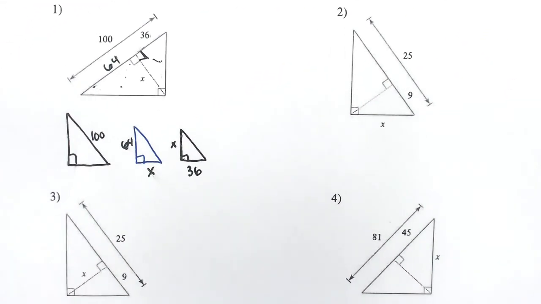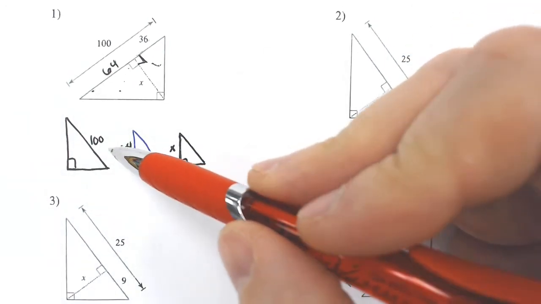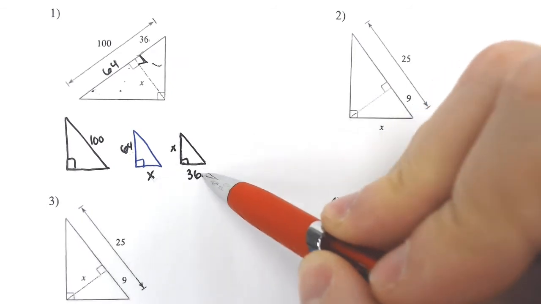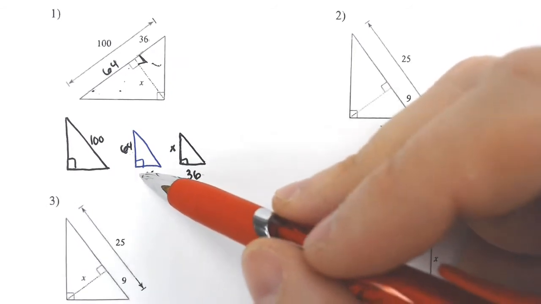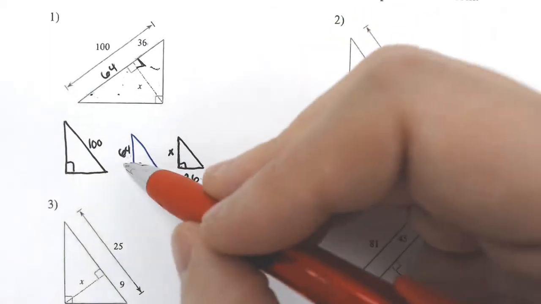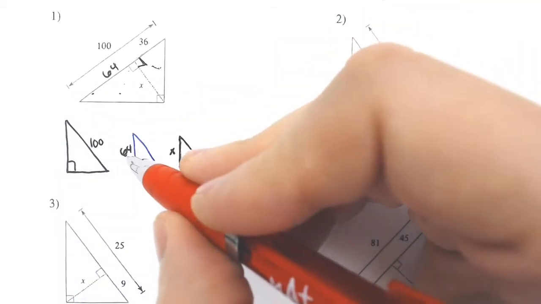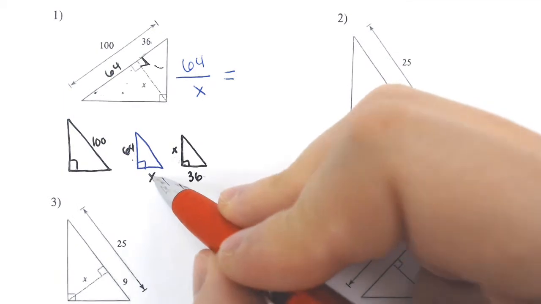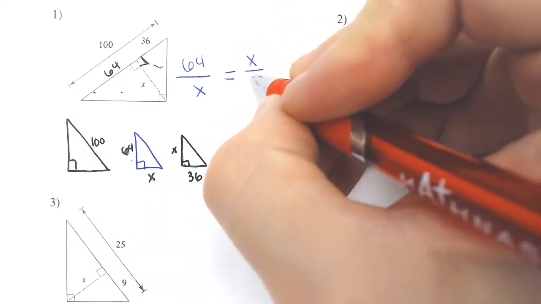What you need to do now is look for two triangles, only two. Two of the triangles are going to have information that you need to correlate. 64 and x relate to each other, and this x and that 36 relate to each other. So I am going to put one over the other. I'm going to put the 64 over x. I'm just going to go left triangle over right triangle. 64 over x equals left triangle over right triangle, x over 36.